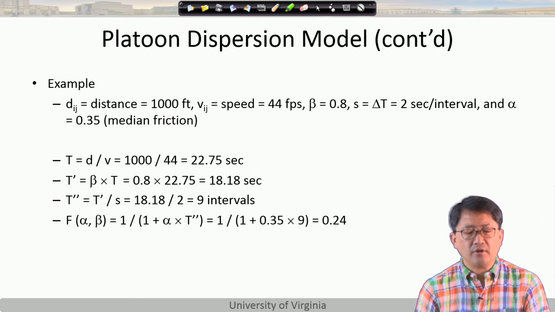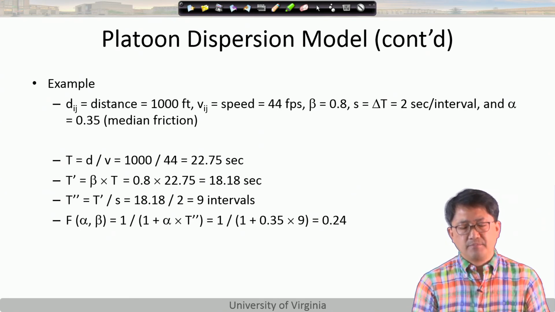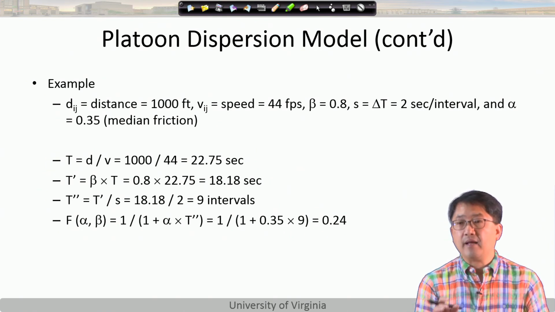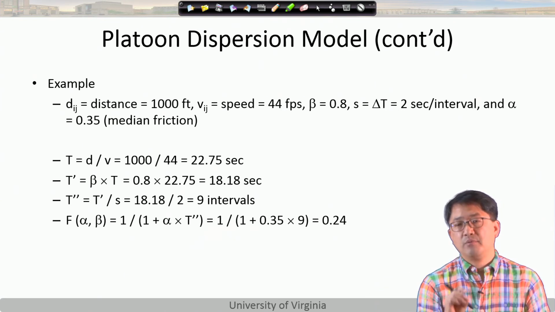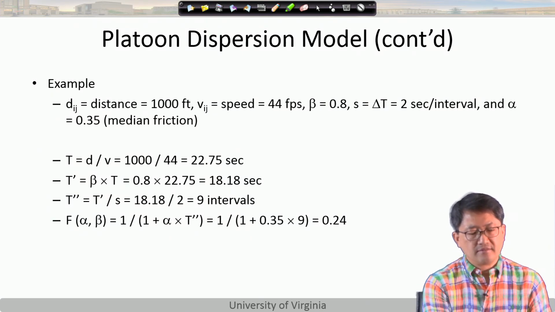So one example of calculation is that maybe we have a distance of about 1,000 feet, speed of 44 feet per second, and beta of 0.8. Beta is again not using the posted speed limit. People go faster than the actual travel time, so we are reducing by about 20%. And we can update every 2 seconds. We assume alpha is 0.35, and you can calculate these values here.